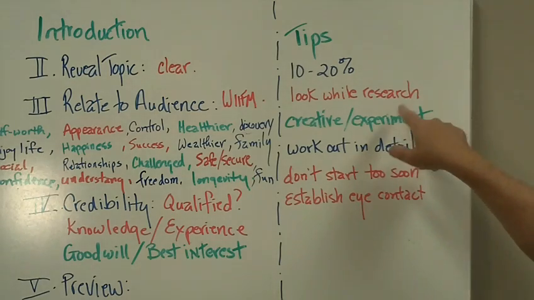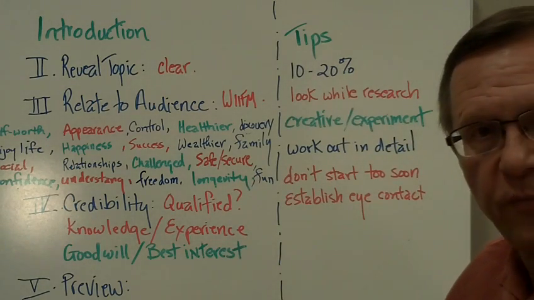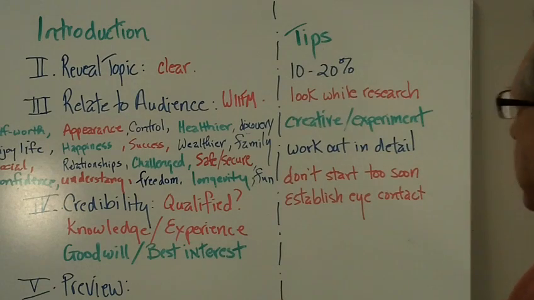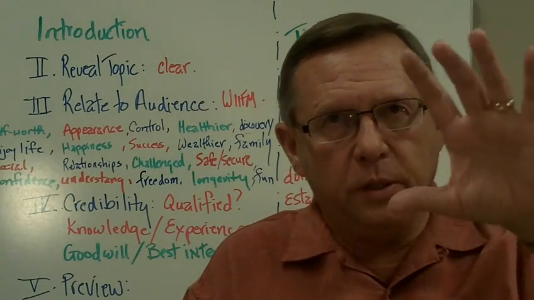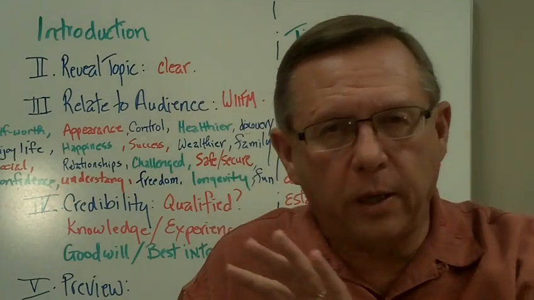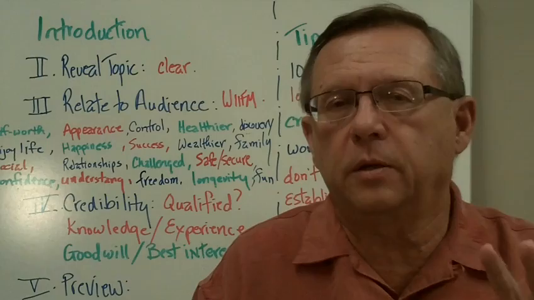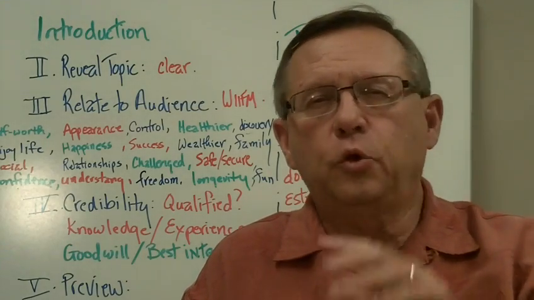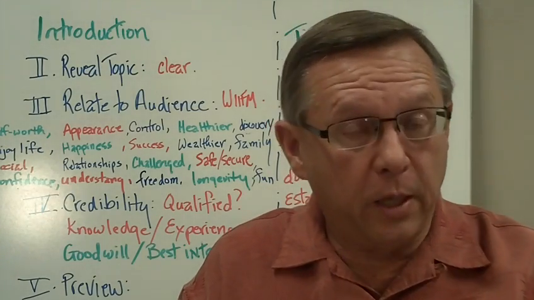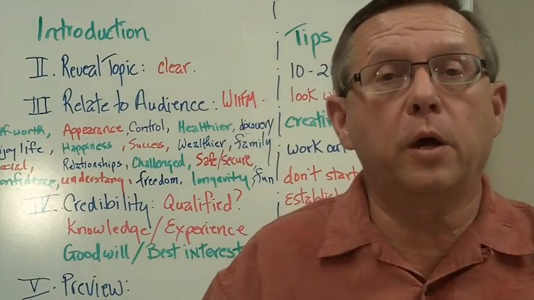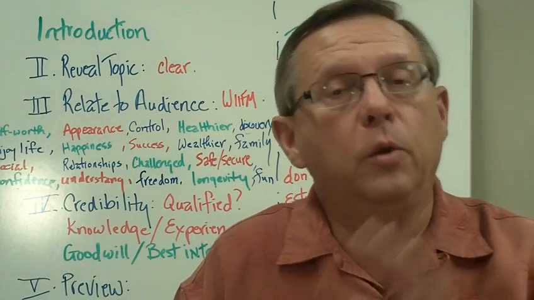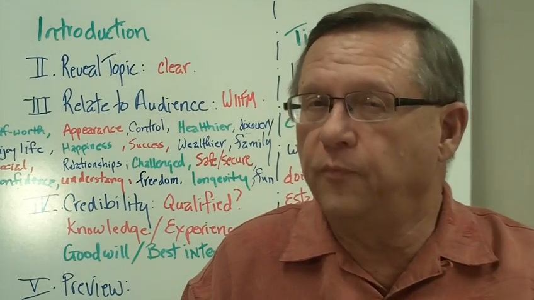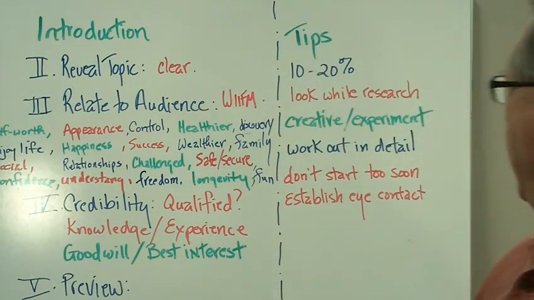Be creative, experiment with different ways, different means that we talked about earlier in this lecture. Work it out in detail. This is the one place, the introduction and the conclusion, where I want you to write everything out, type everything out in complete paragraph form. And you should read it over and over and over again so that you know it so well that you can directly look at the audience during your whole introduction and your whole conclusion. Very powerful thing to do.